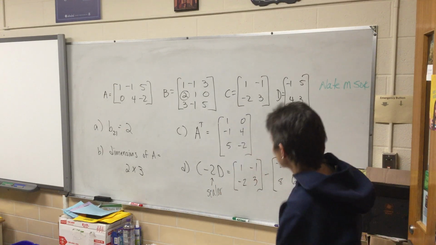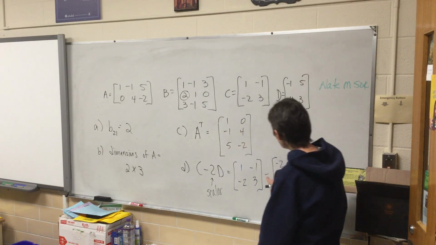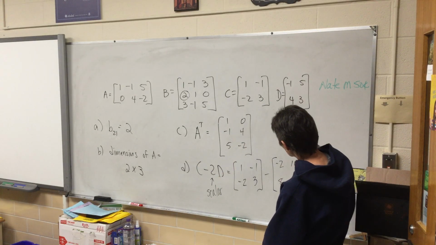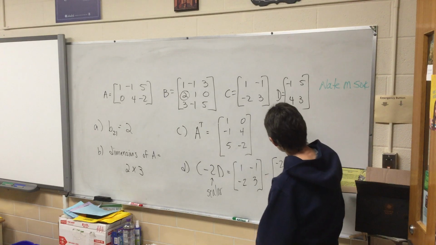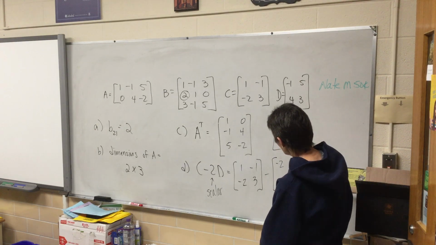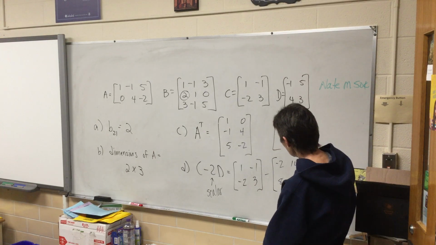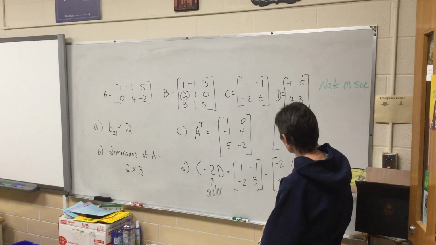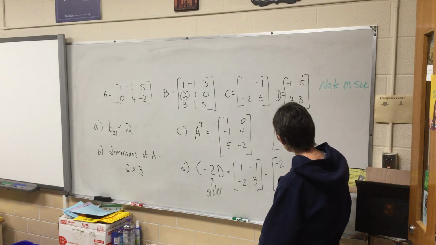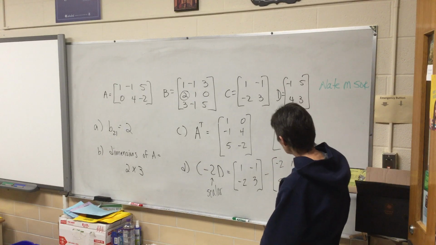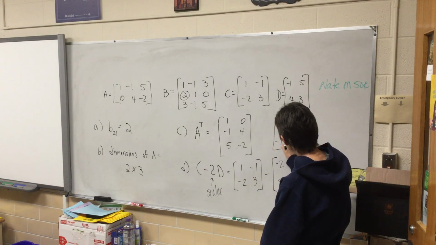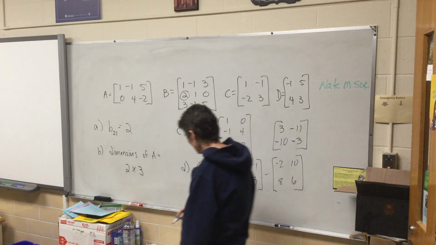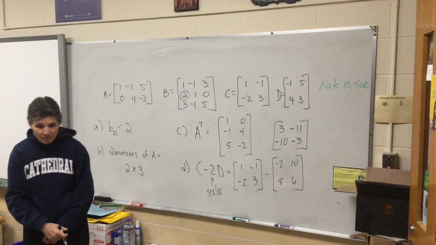So that is matrix C minus 2D, 2 times these. Well, I can do that because they're the same size, so here we go. 1 minus negative 2, negative 1 minus 10, negative 2 minus 8, and 3 minus 6. Anybody have a question about that problem?